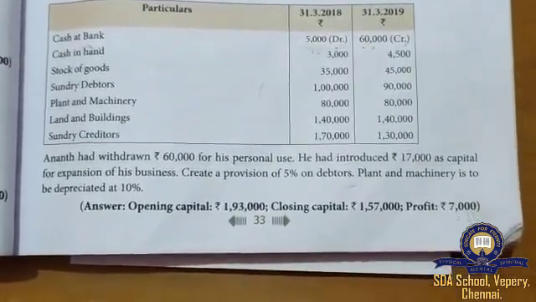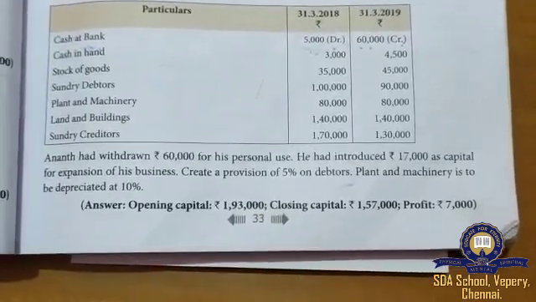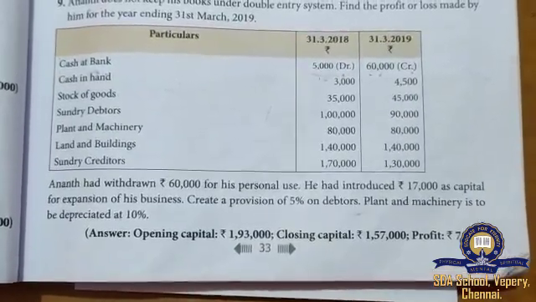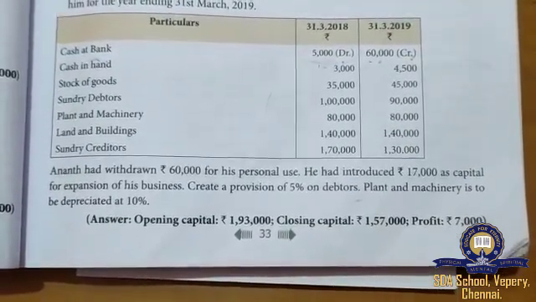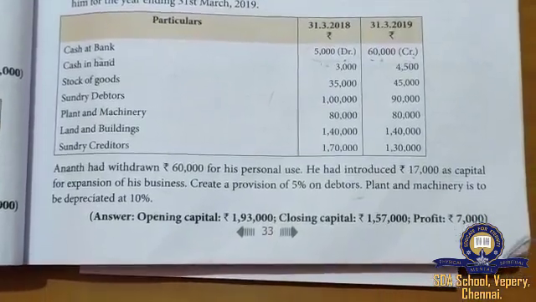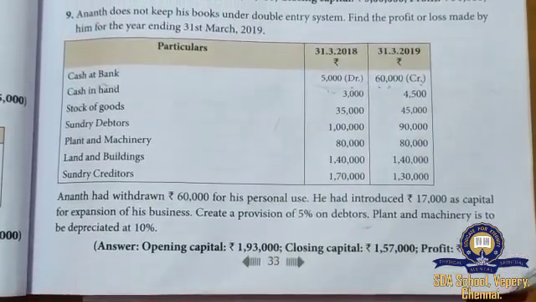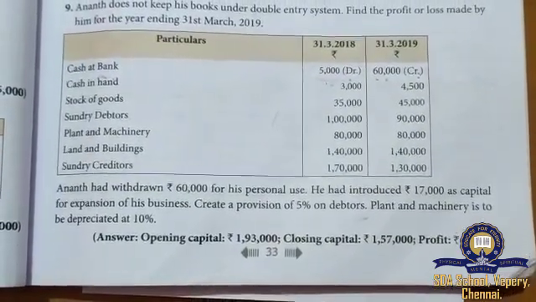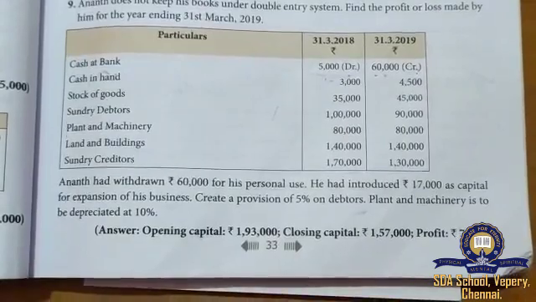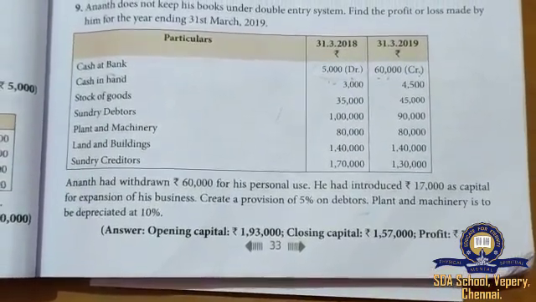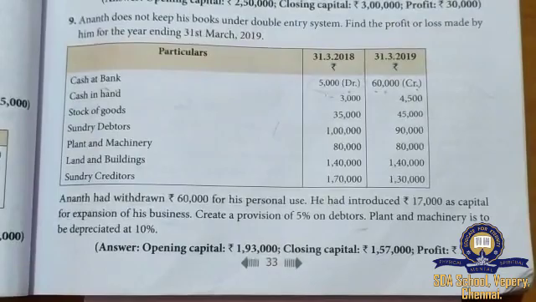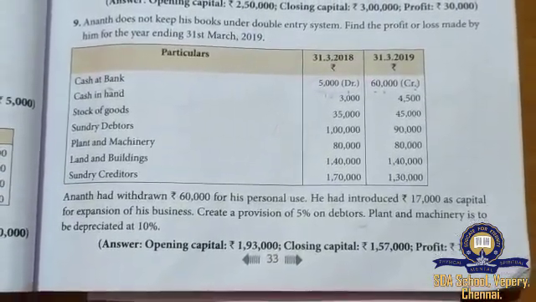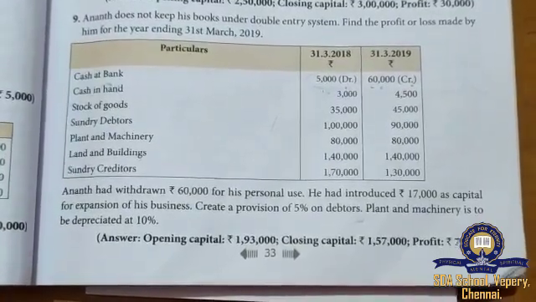So cash at bank 5,000 debit. So debit means you go and put it on the credit side. 60,000 credit. Credit means you go and substitute it on a debit side. So cash in hand 3,000, 4,500. Stock of goods 35,000, 45,000. Sundry debtors 1,90,000. Plant and machinery 80,000, 80,000. Land and building 1,40,000, 1,40,000. Sundry creditors 1,70,000, 1,30,000.